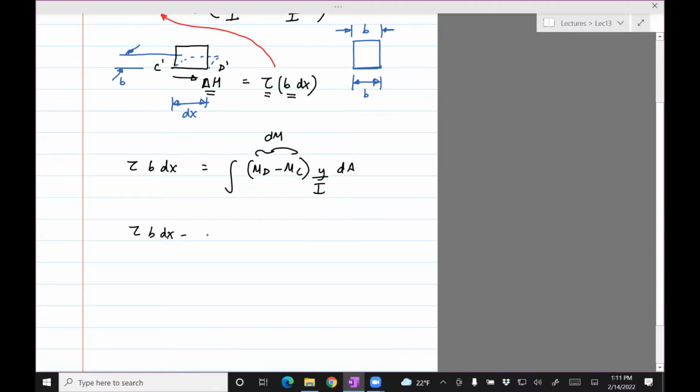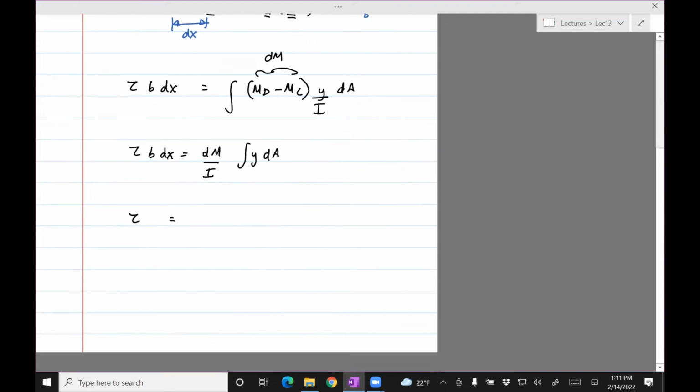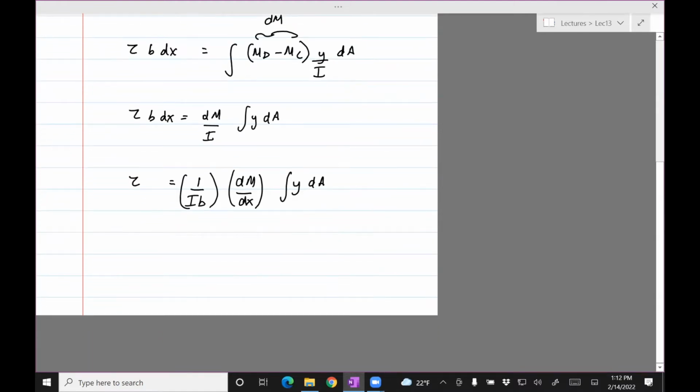dB dx equals dm. I is a constant, I can pull that out, so I'm left with y dA. And so tau, divided throughout by b dx, we get 1 divided by I times b, dm dx, and then the integral of y dA. Okay, that is the formula for shear stress.